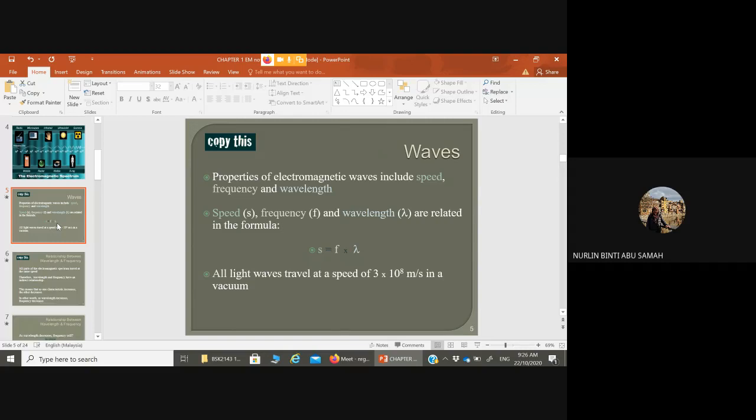When you have a very high speed, what about the frequency? Increase. Okay. So what about if you increase the frequency, what happens to wavelength? Decrease. Okay. I hope that you can understand from the formula how we can estimate either it is a direct proportional or inverse proportional.